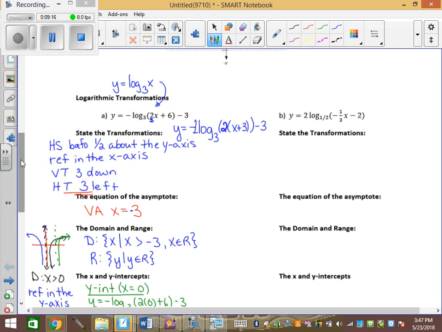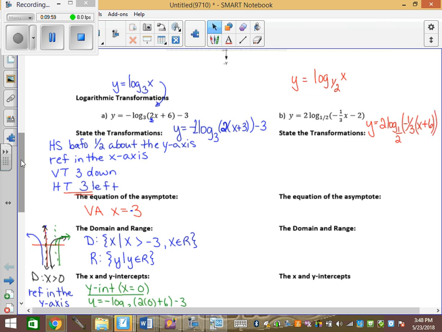Let's look at the other one. So this one here, we're going to have to compare to y equals log base 1/2 of x. So let's take that negative 3 out. We're going to get y equals 2 log base 1/2, and take a negative 1/3 out. When you divide by negative 1/3, it's like multiplying by negative 3. So you're going to get negative 2 multiplied by negative 3. You're dividing by a negative third, so it's going to be plus 6.